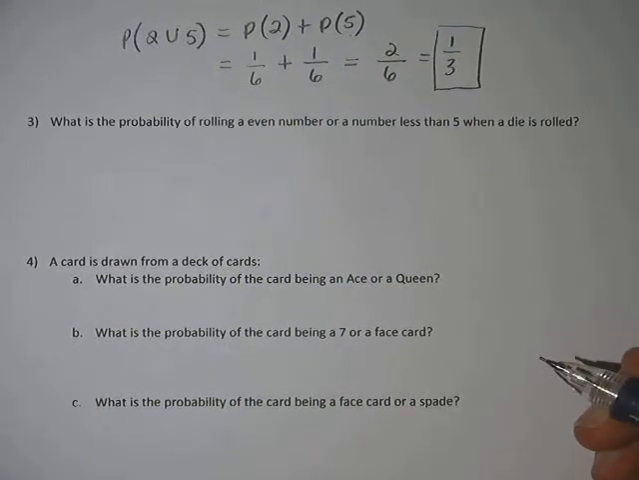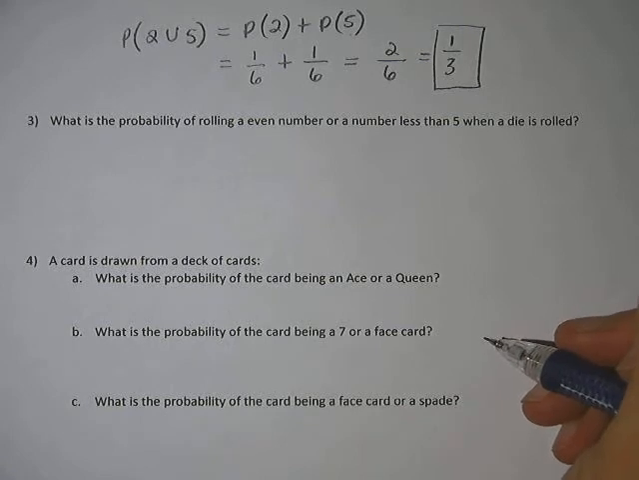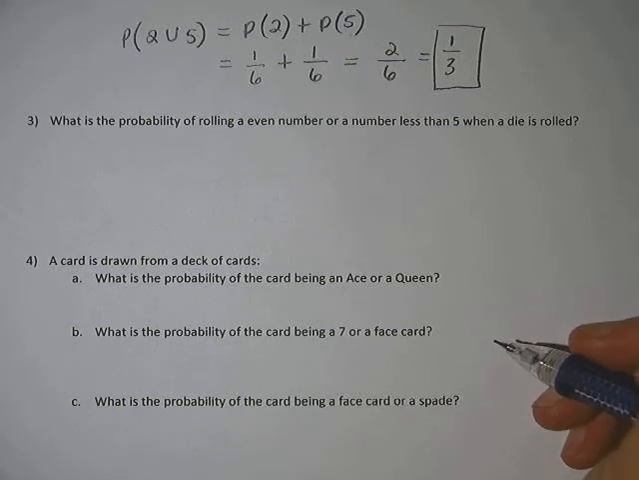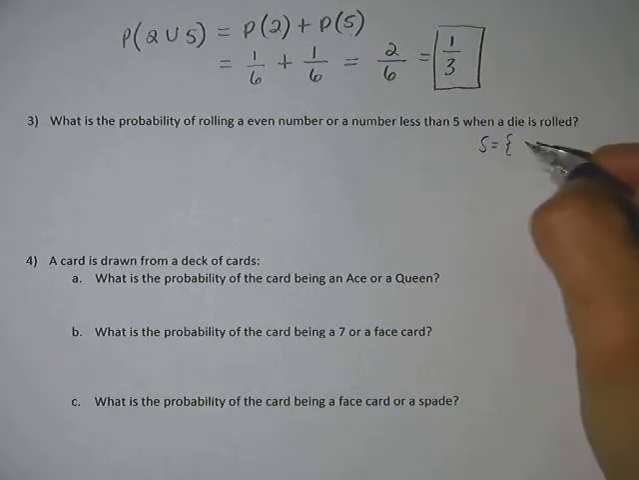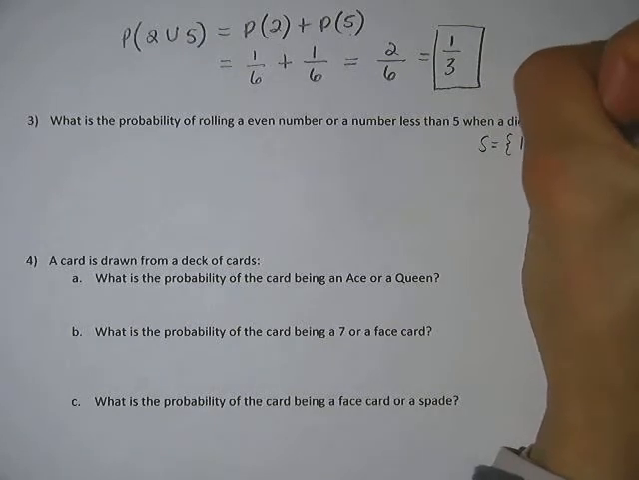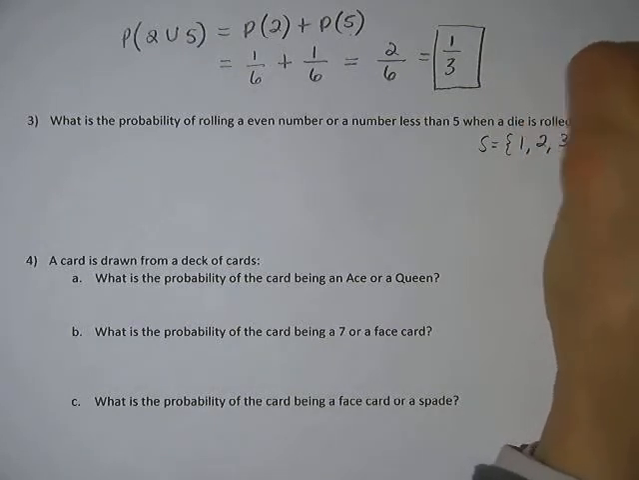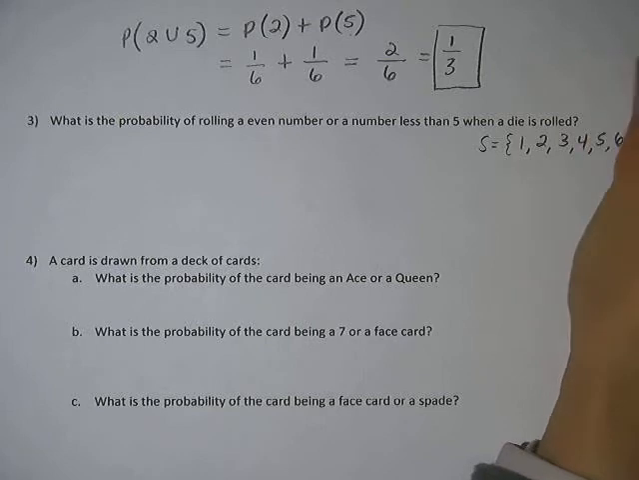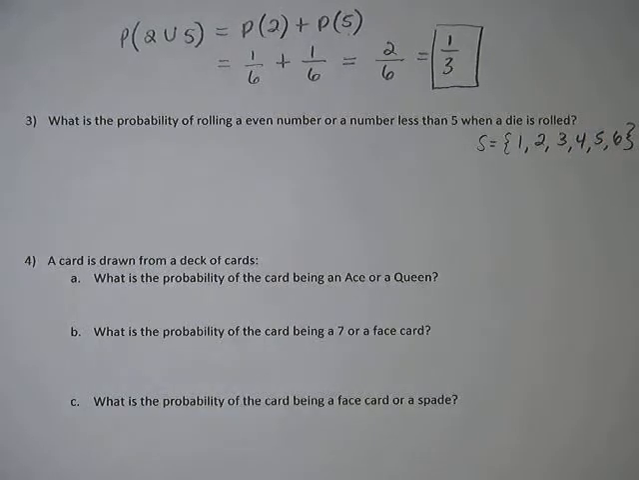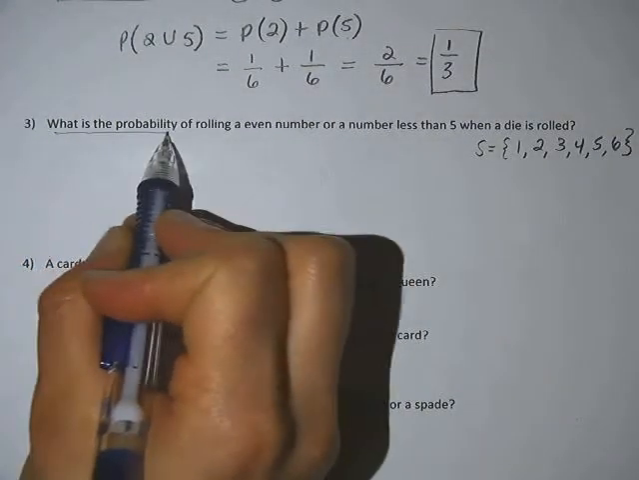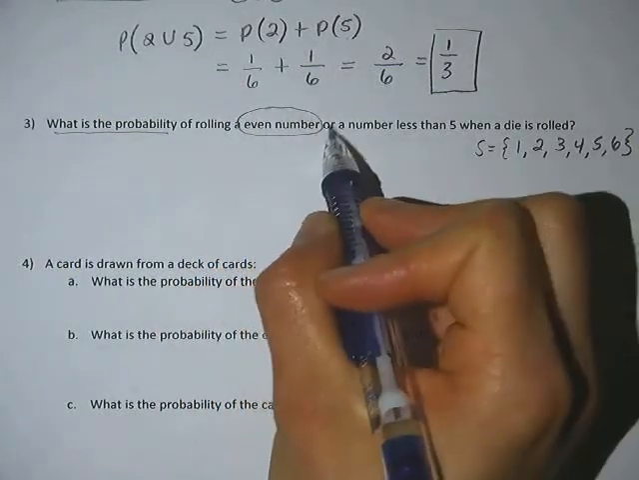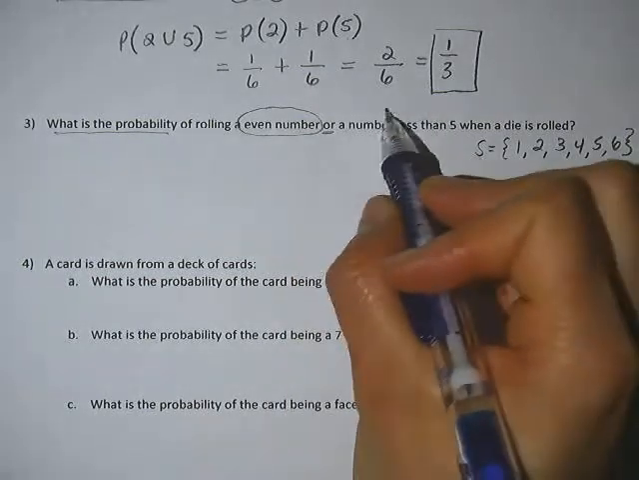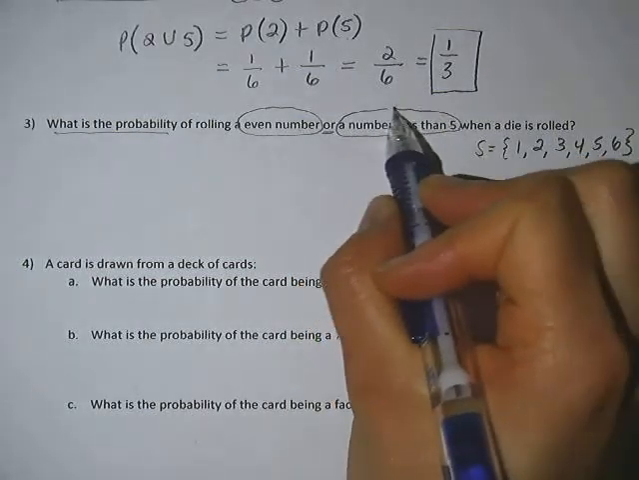It says, what is the probability of rolling an even number or a number less than 5 when a die is rolled? Okay? So this might be one where listing out the sample space might be helpful. So if I roll a die, I'm either going to get a 1, a 2, a 3, a 4, a 5, or a 6. All right. And so it's saying, what is the probability of rolling an even number? So that's one of my events. Or a number less than 5. So that's the other one.